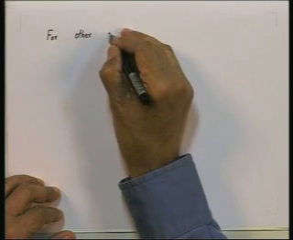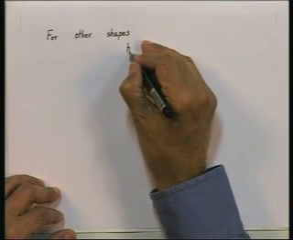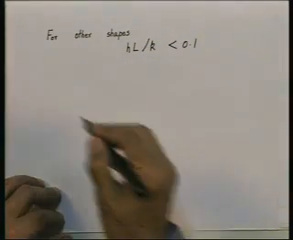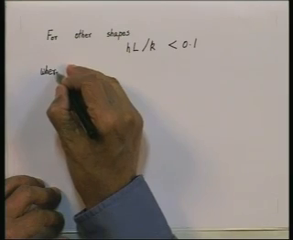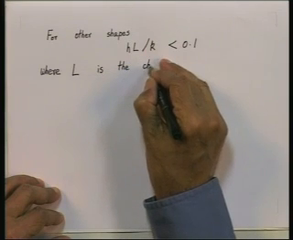Now, what about some other shapes? Suppose I take some shapes and ask what will happen, what do you do with them? For other shapes means shapes other than an infinite slab or an infinite cylinder or a sphere. For other shapes, the criterion that we use is H L by k must be less than 0.1, where L is the characteristic dimension of the solid body.